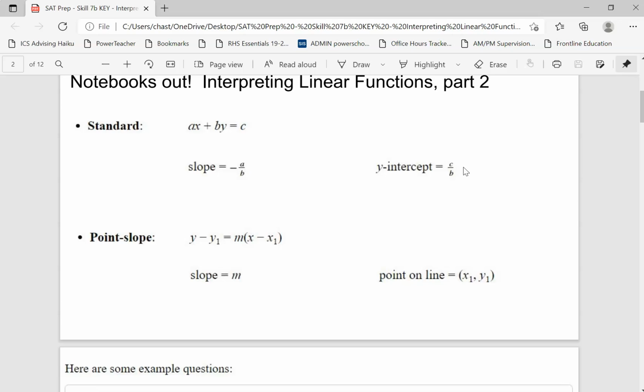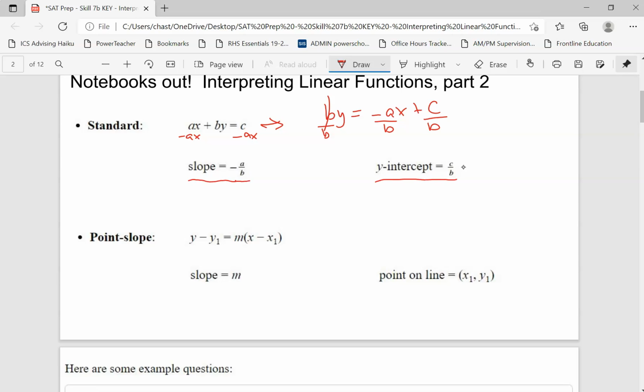So you'd subtract, well, here I'll just model real quick. If we subtract ax from both sides, you would end up with by equals negative ax plus c, and we'd be dividing both sides by b. So the slope is going to be negative a over b, and the y-intercept will be c over b. You don't have to memorize those. What I would hope is that you can write those in standard or in slope-intercept form if you needed to find that information out. But that's the shortcut way if you are someone that can memorize those.